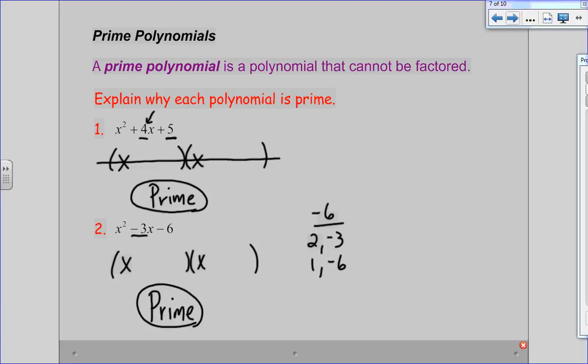So anytime you encounter a trinomial, try all the different possibilities that could possibly work, all the factors of that final C term, and if none of them can add up to give you your B term, only then should you write that the polynomial is prime.